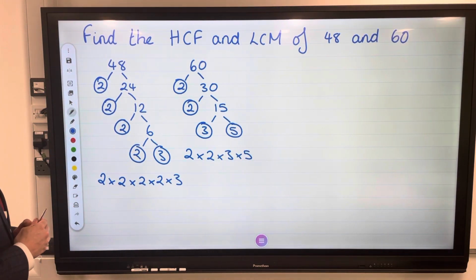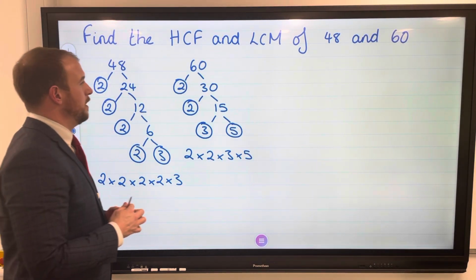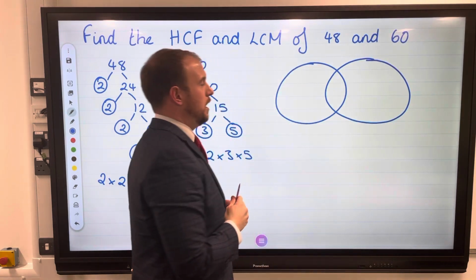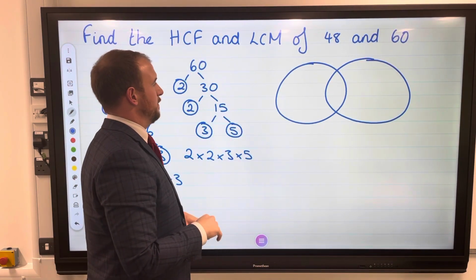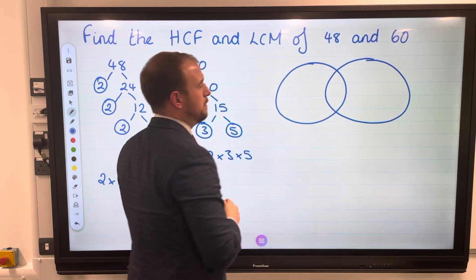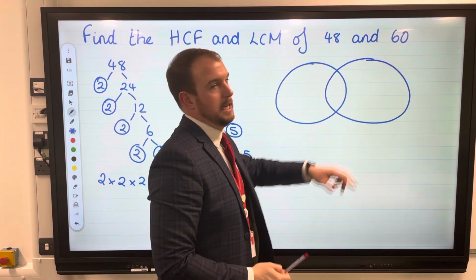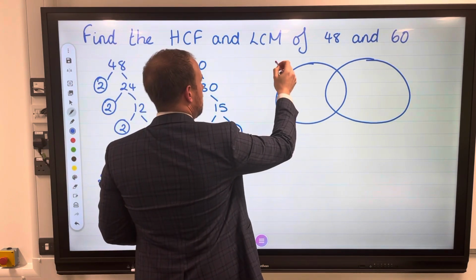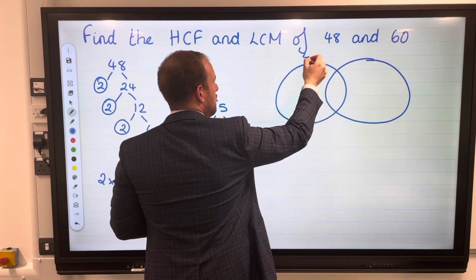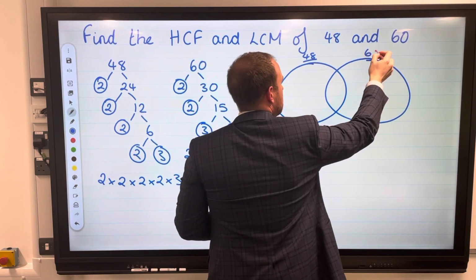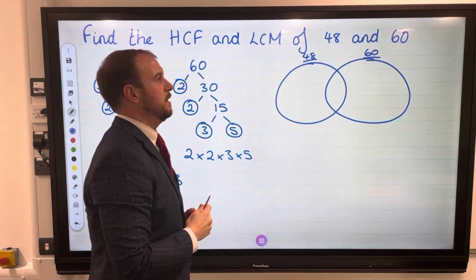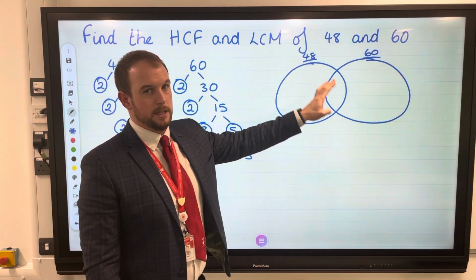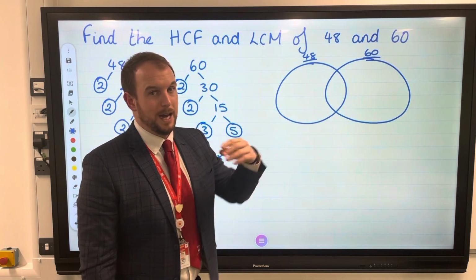Okay, so with a Venn diagram, we have two circles, where we have to put the common factors in the middle and then everything else goes in either side. So with this Venn diagram, this side is going to be about 48. This side is going to be about 60. But more importantly, the prime factors are of both 48 and 60. So in the middle, we have the common numbers.